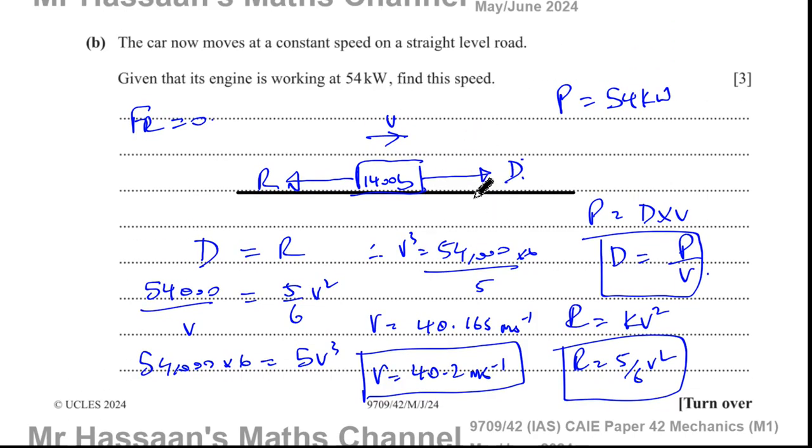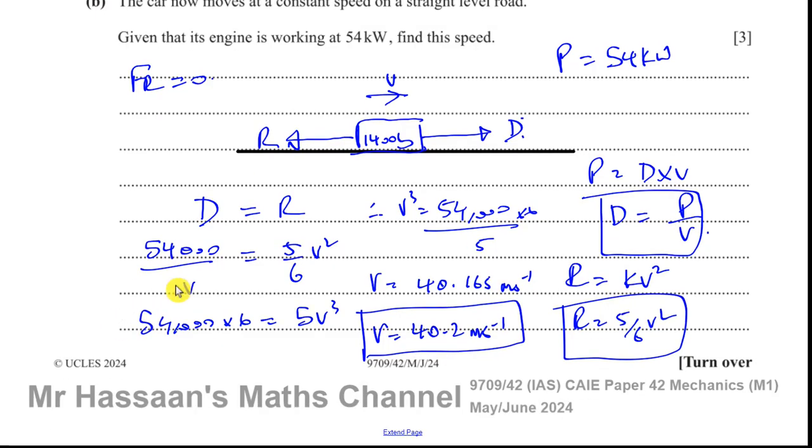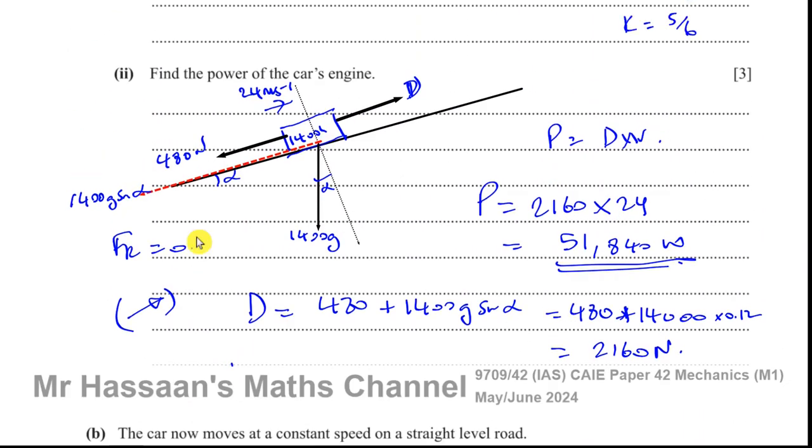Again, we use the fact that there's a constant speed, which means that the resultant force is 0. So D and R must be the same. This is called dynamic equilibrium. It's moving, but the forces are in equilibrium. And so we can work out an expression for D in terms of V, because we know the power, and R in terms of V, because we know the resistance is 5/6 V squared, and they must be equal to each other, so we can work out what V is. Right, so there's the answer to part B.